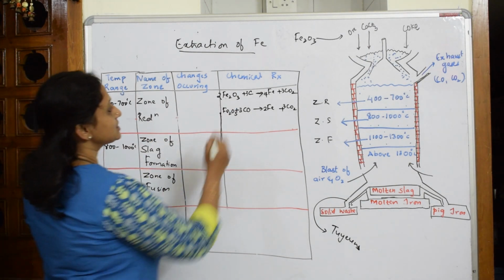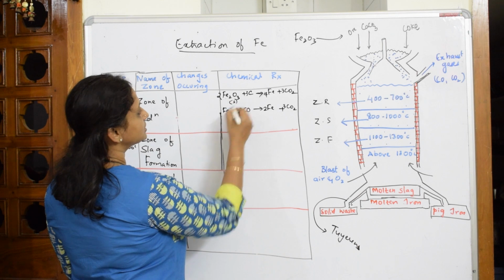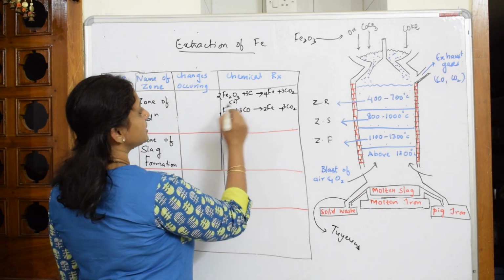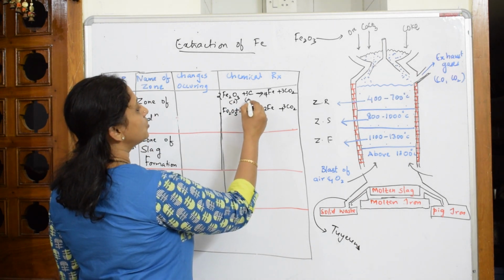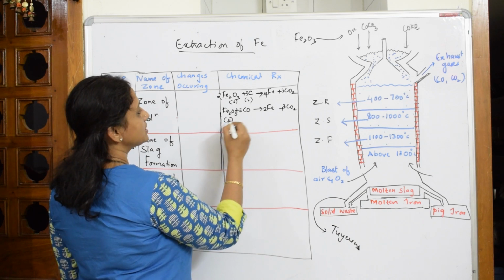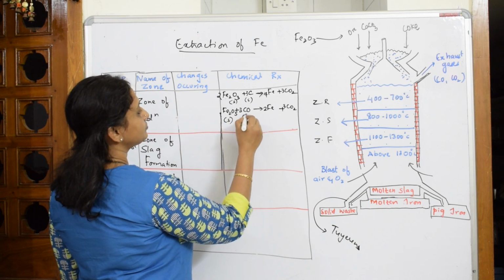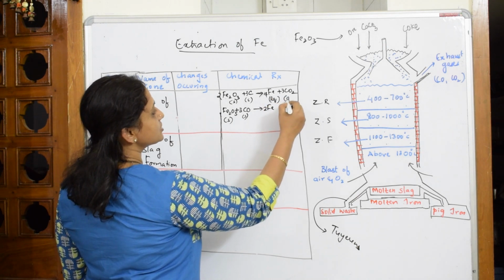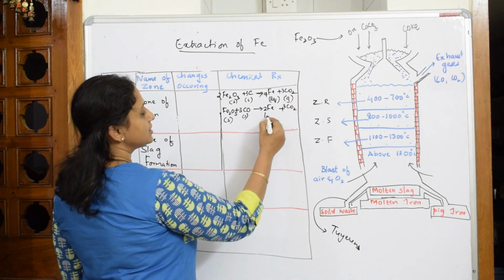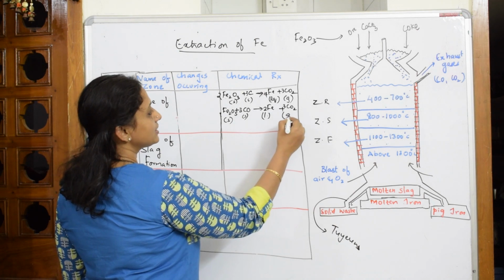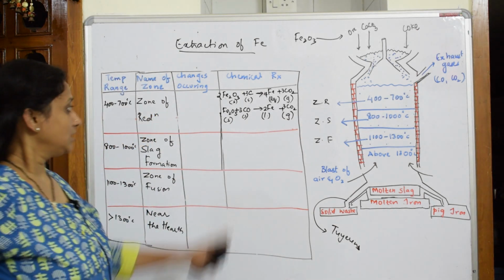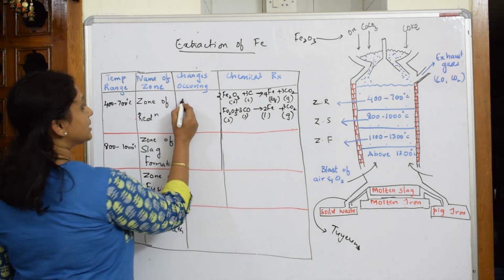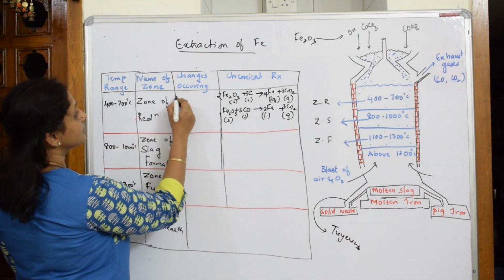So let us write the physical states. Here iron oxide is in solid state, right? This is very important. Now coke also is solid state. Then iron becomes liquid state, and this becomes gaseous or vapor state. Here iron is in liquid state, this becomes your gaseous state. Done. So important thing, what should you write? What is the change occurring here?